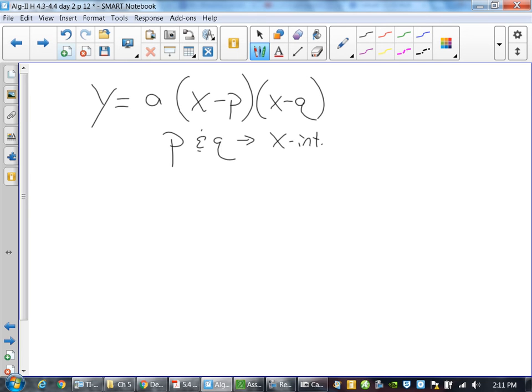Since they are on the same horizontal line from one another, they are always going to be symmetric twins. Which means what occurs halfway between the symmetric twins of P and Q will always be your axis of symmetry. Your axis of symmetry is always going to be at x equals P plus Q over 2. It's always the average of P and Q. Which gives you your x coordinate for your vertex, which means you substitute in to get your y value.